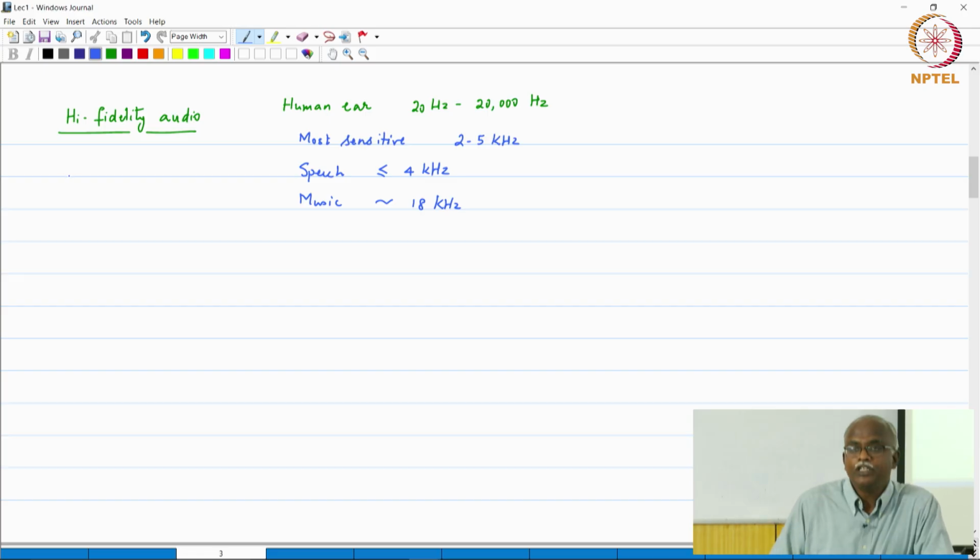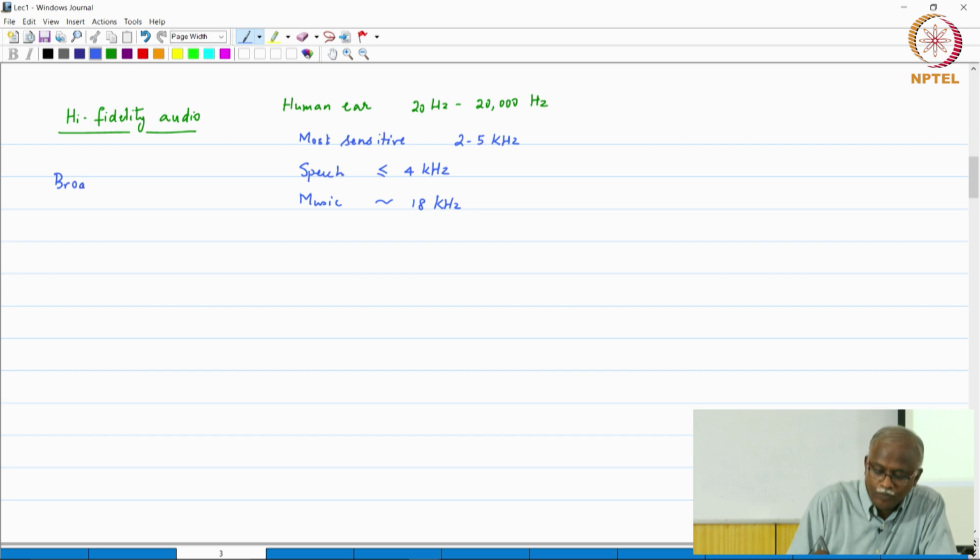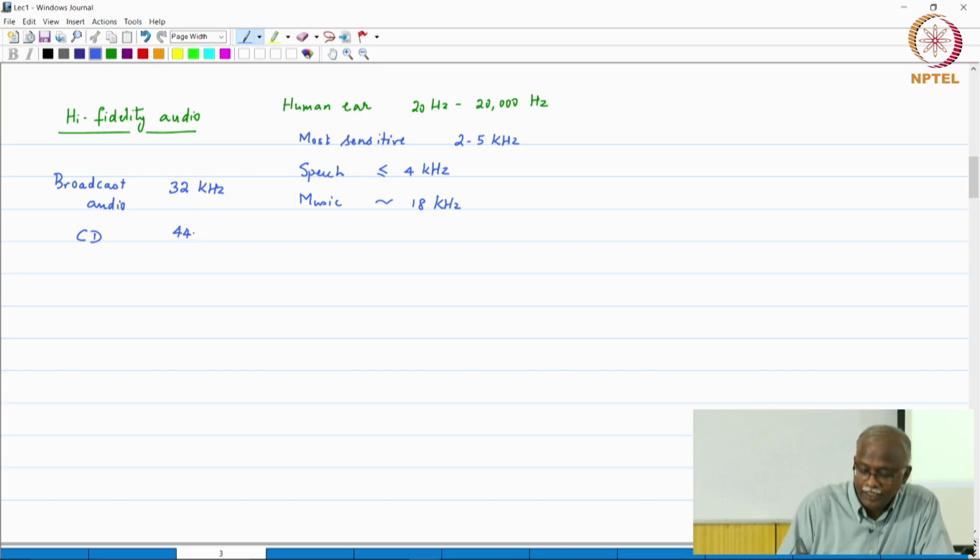Okay, so we have three standards for representing high fidelity signals. One is broadcast audio, which stores the information at a sampling rate of 32 kilohertz. CDs, your compact disc, store information at a rate of 44.1 kilohertz, and a format that is probably not as common today, called digital audio tape, but still used in studios, has recordings at 48 kilohertz.